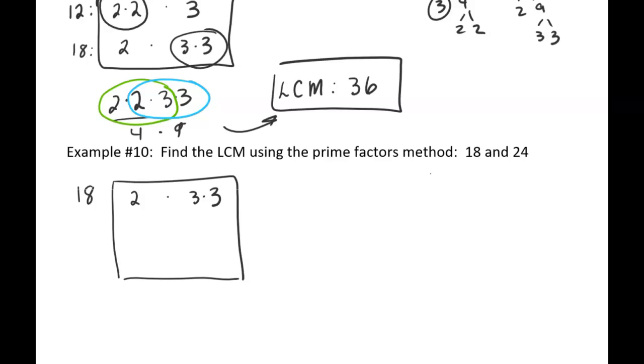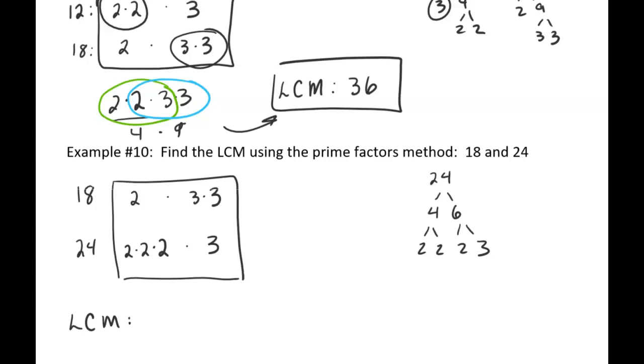24, well, what's 24? 4 times 6. 4 is 2 times 2. 6 is 2 times 3. So there's the prime factorization for 24. It's got a 2, 2, 2, and a 3. All right, so here comes the LCM time now. And this might be easier than listing a bunch of multiples, especially if it's a fairly big number.